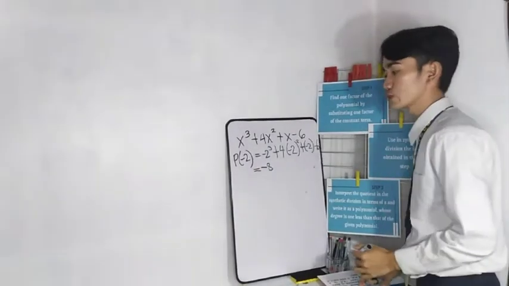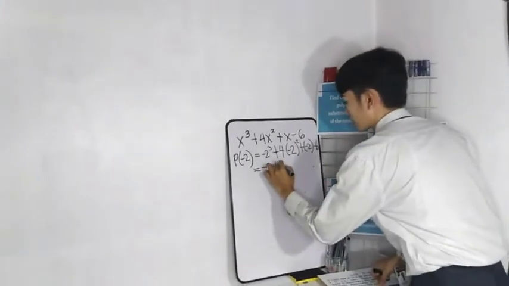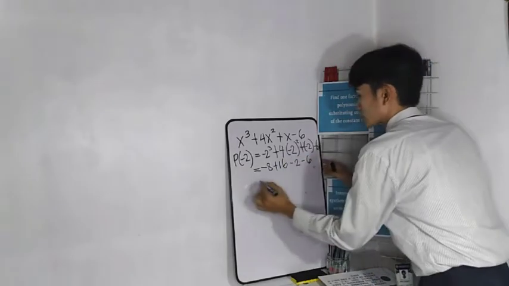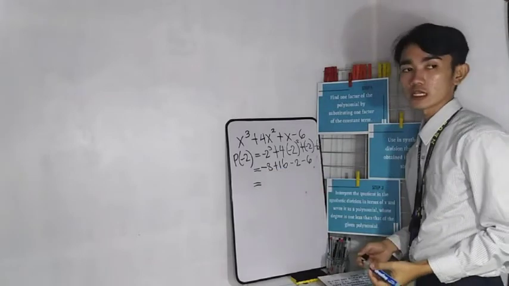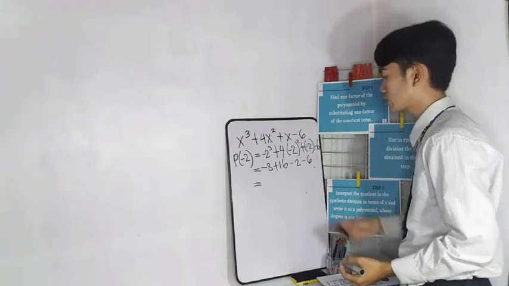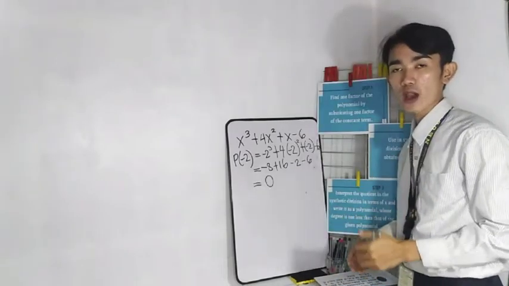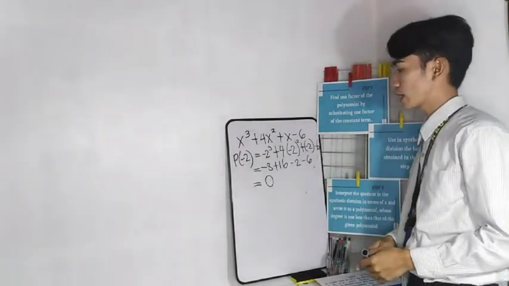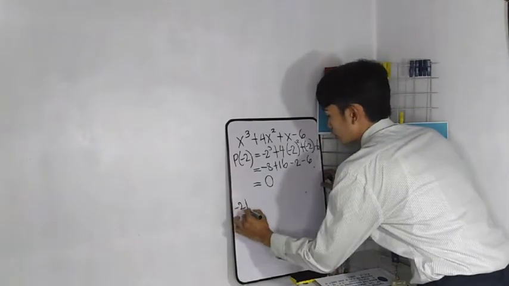Negative 2 squared is 4 times 4 is positive 16. Then minus 2 and minus 6. Minus 8 plus 16 is 8. Minus 2 is 6, and 6 minus 6 is 0. Therefore, x plus 2 is a factor of this polynomial. So let us use negative 2 in our synthetic division.